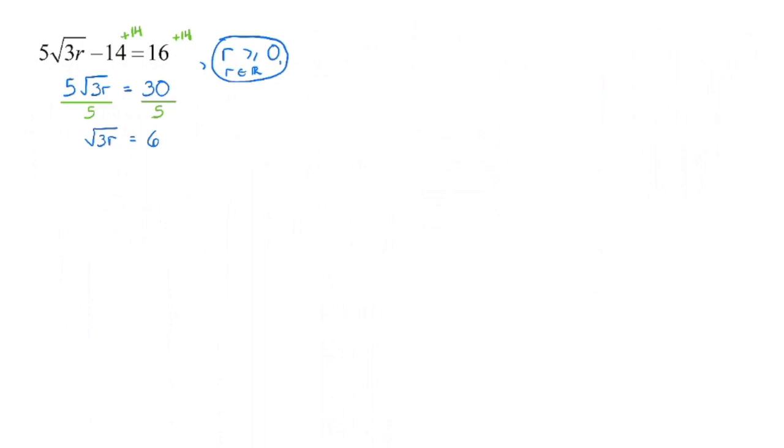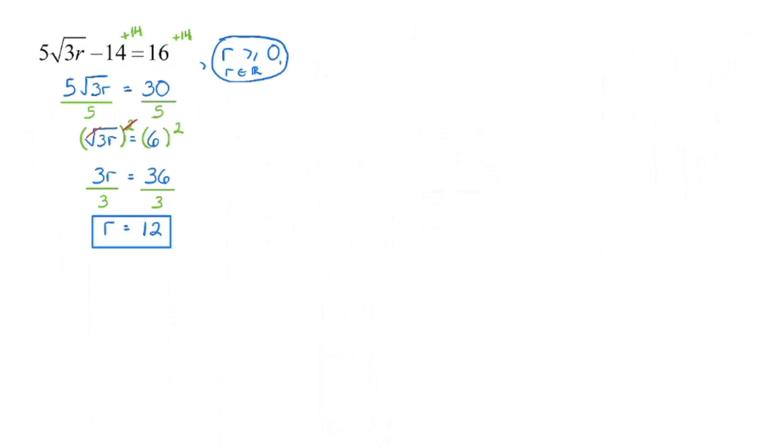Now, in order to get rid of that radical sign, it is a square root, so we are going to square both sides. As soon as we square a radical, it's going to cancel it. We're going to be left with the radicand 3r. 6 squared is just 36. We're going to divide out that 3 to get the r by itself, and r is equal to 12.